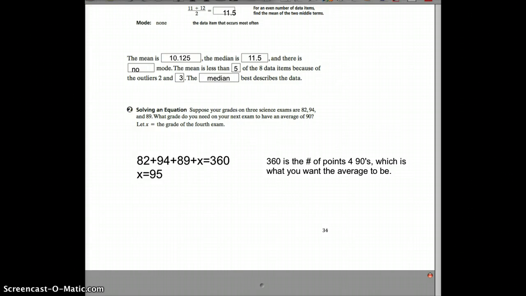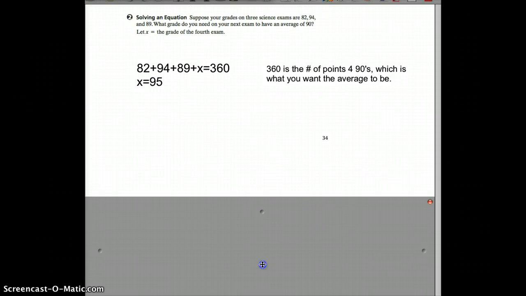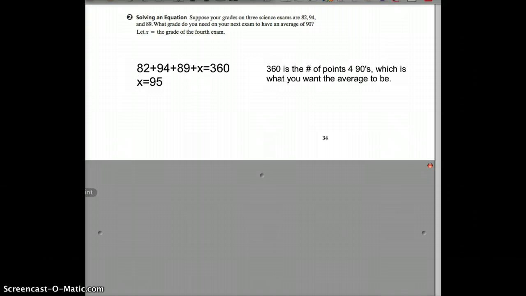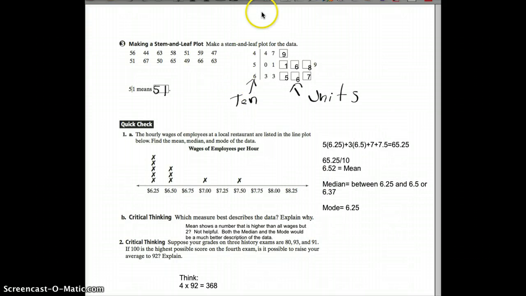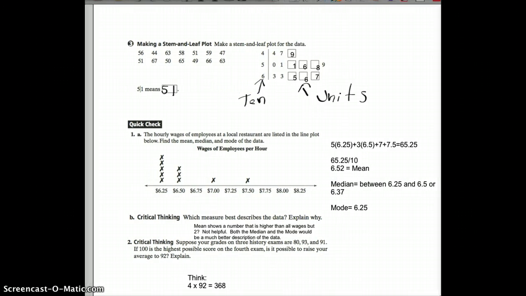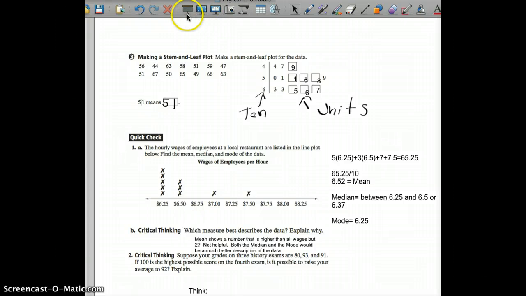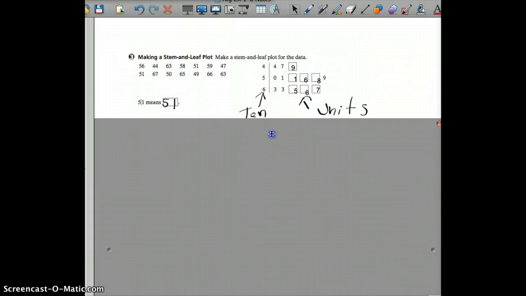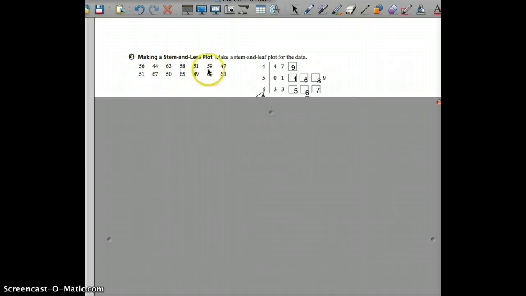Moving on to stem and leaf plots. Stem and leaf plots, if you look here, we have a set of data for the stem and leaf plot. Here's our set of data.